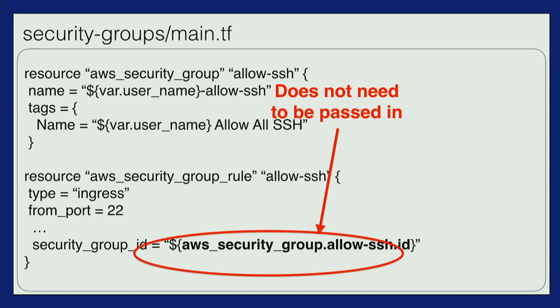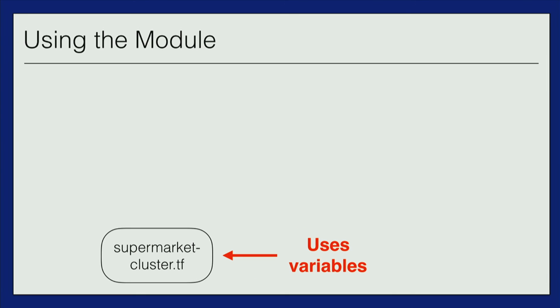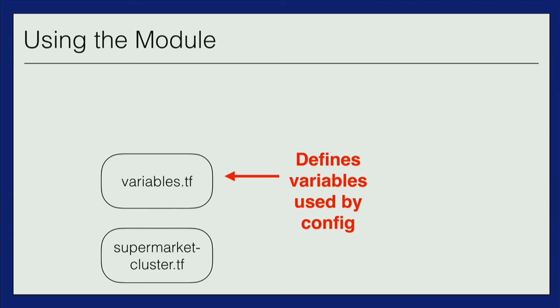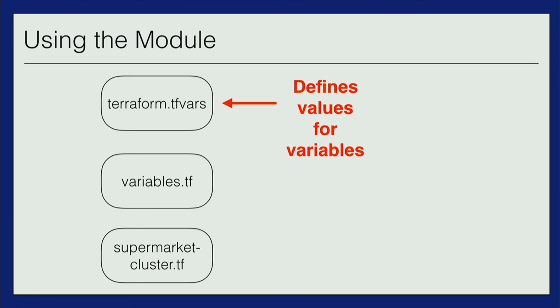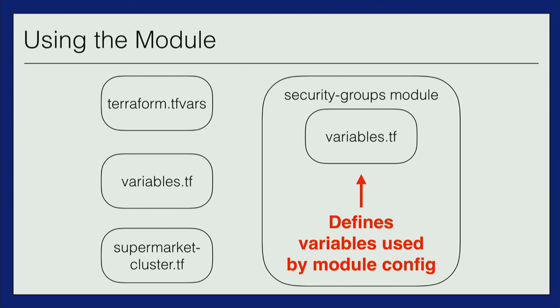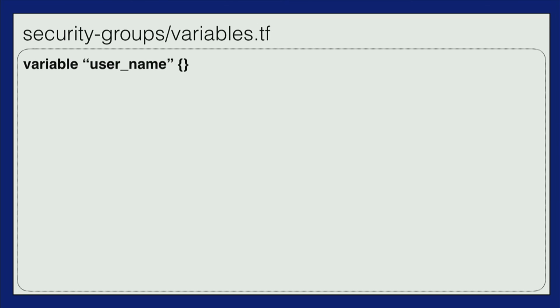So let's change my slides. There we go. Let's visualize this for a moment. We start off with our supermarket cluster config, which uses variables that we define in our variables.tf file, and we define the values for those variables in terraform.tfvars. And then within our module, we also need to have a variables file. So let's go ahead and create this file. This will define the variables our module's config uses. And this is what that file looks like.